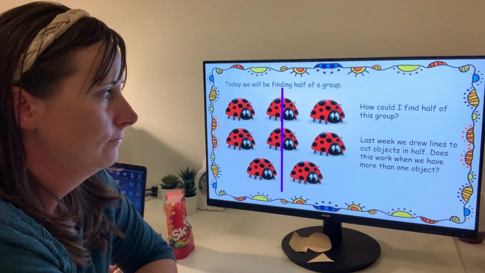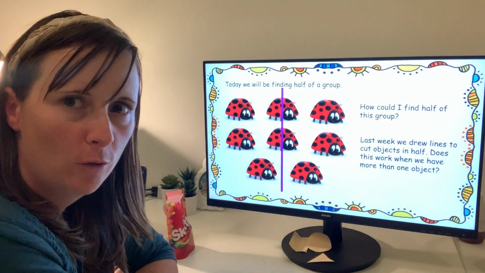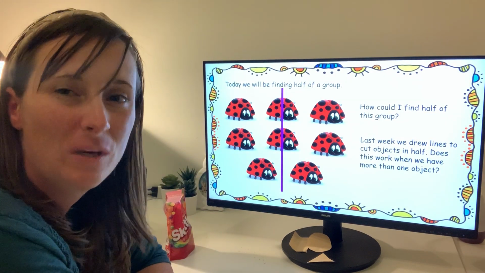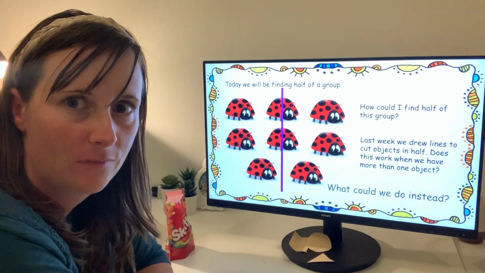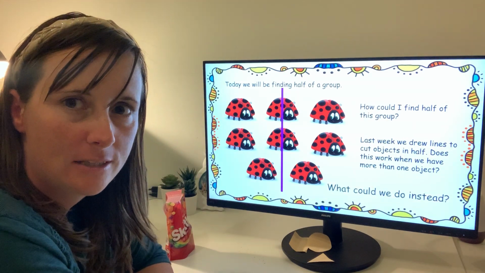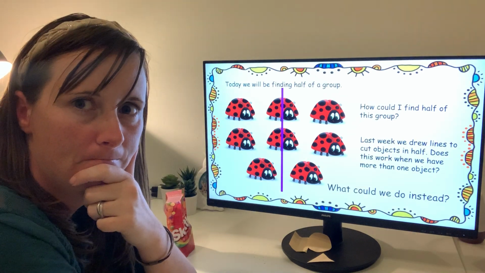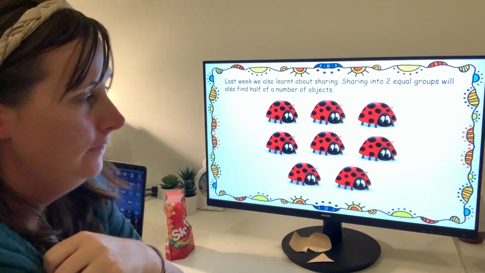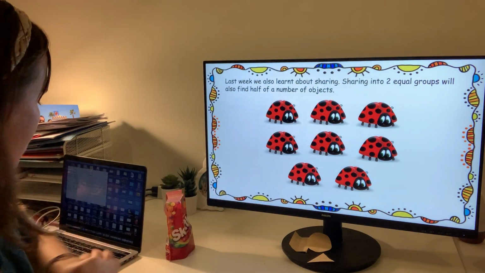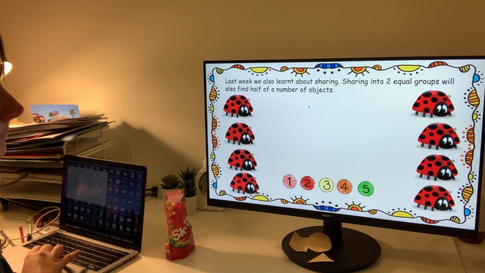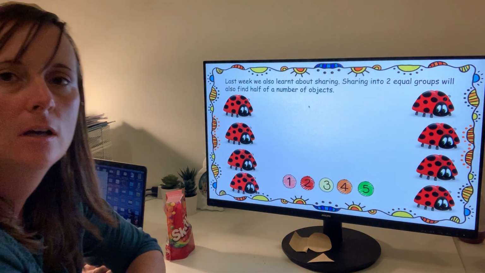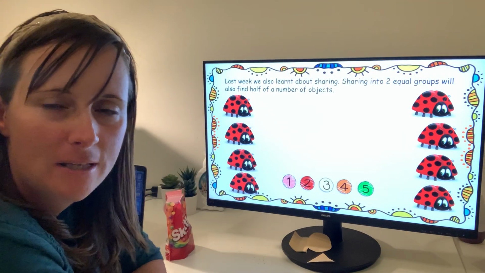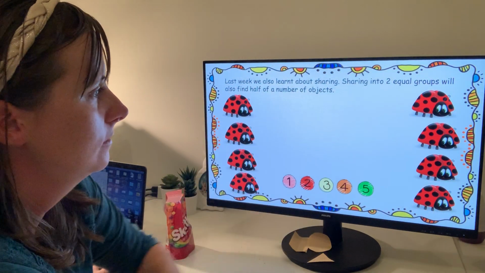So last week we drew lines, but this doesn't work when we have more than one object. If there's only one ladybird, yes, we could cut it in half, but we don't have one. We have 8 ladybirds. So what could we do instead? Think about our sharing. That's right, I could share one for you, one for me. There we go. So I could share them out, one for you, one for me, one for you, one for me, until I've split them all up. Now I've put them on clear sides.